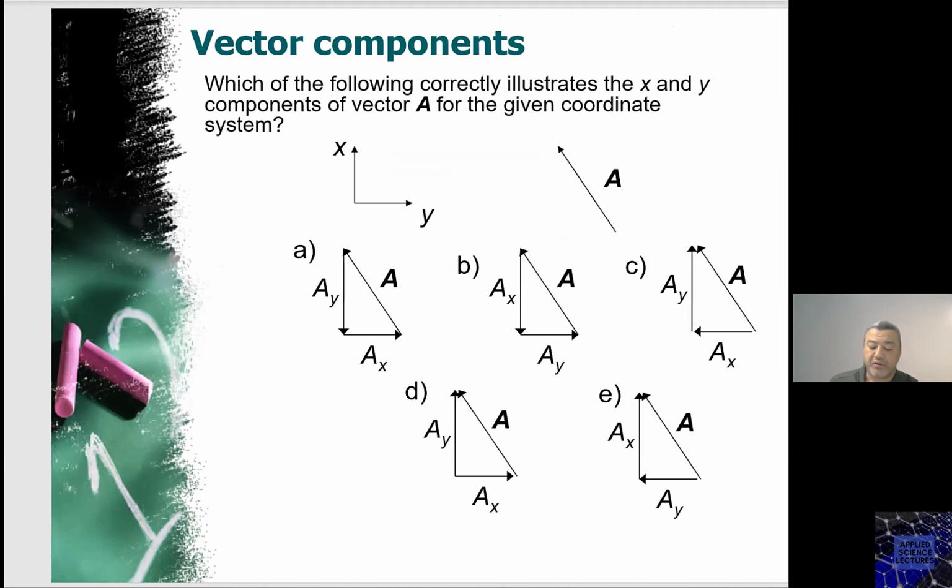Which of the following correctly illustrates the x and y components of vector A for the given coordinate system? Which one do you think is the correct answer? Be careful when you look at the coordinates. Hint, this coordinate has x pointing up, y pointing to the right. So they are not the same as the coordinates we saw earlier. Which one represents the correct answer?